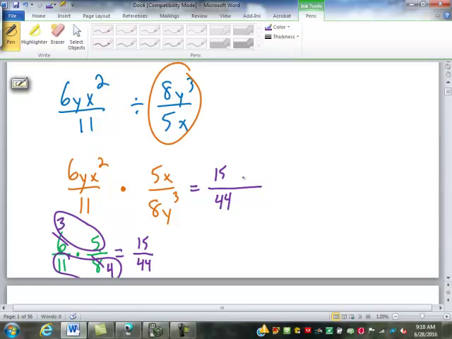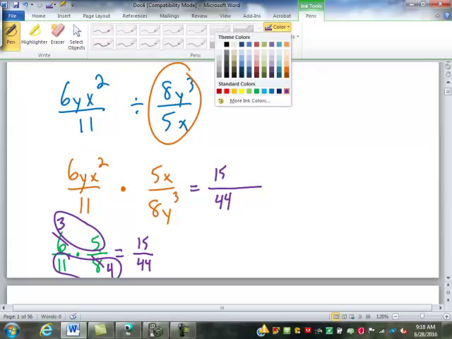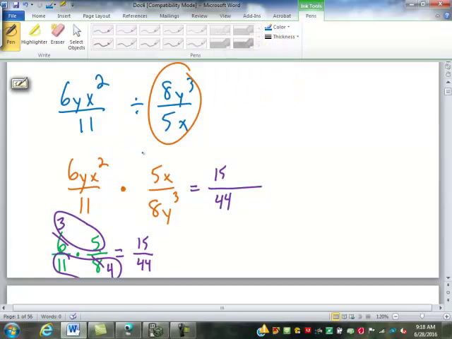So now I look at the variables. So I'm going to take out the variables. So this first one, what goes on top? y x squared. What goes on bottom? Nothing. Good. Second one, what goes on top? x, and on bottom is y to the 3rd. All I'm doing is taking out the variables from each other. So now I'm going to combine.